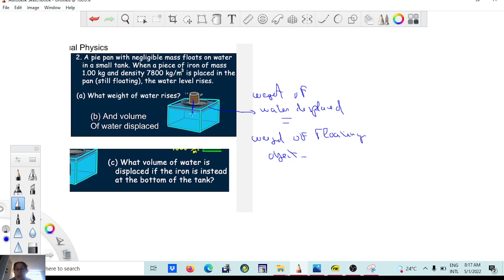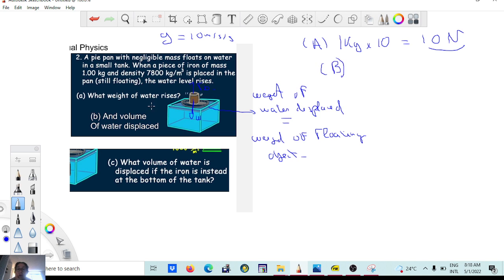Okay, so what weight of water rises? By definition, you see it has a weight here, and that will be the buoyant force. And we just say that the weight of the water displaced will be equal to the weight of the floating object. So we know that, and of course you have to pause the video. So the mass of the object is 1 kilogram, and we're going to take g to be 10. Okay, we're going to say g equals 10 to make it easier. So that's going to be about 10 newtons.